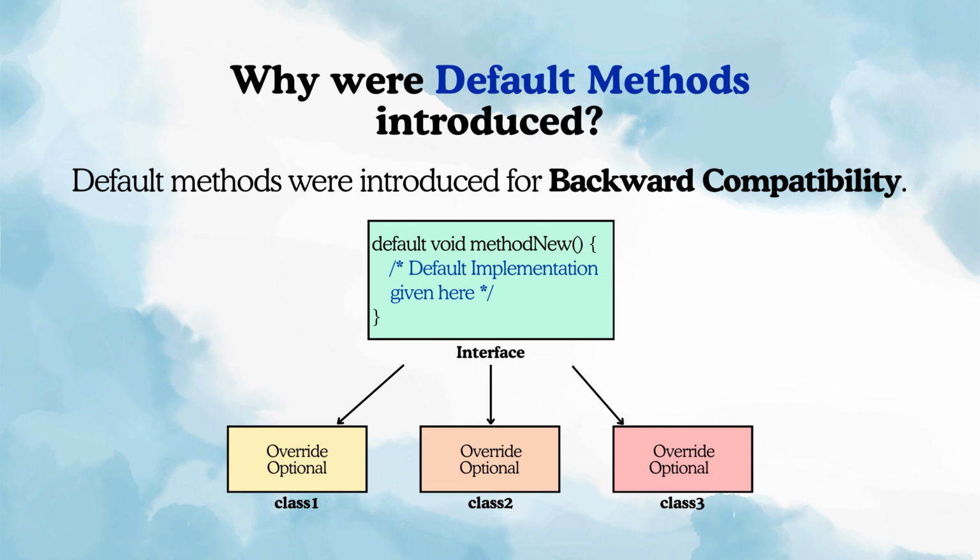If a child class wants to override the method and give its own implementation, it can do so. If not, the default method implementation defined in the interface will be used automatically. This means no changes are required in the existing implementing classes. Alright, so let me show you.